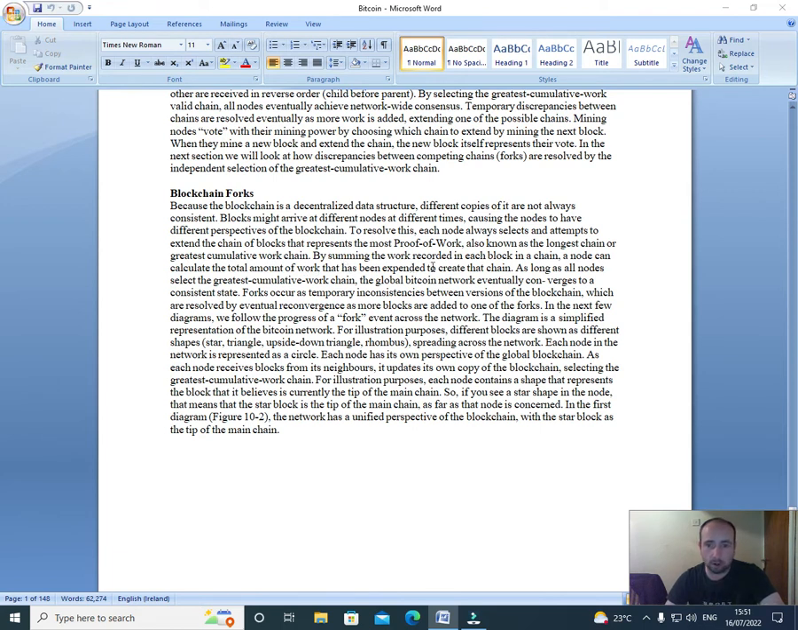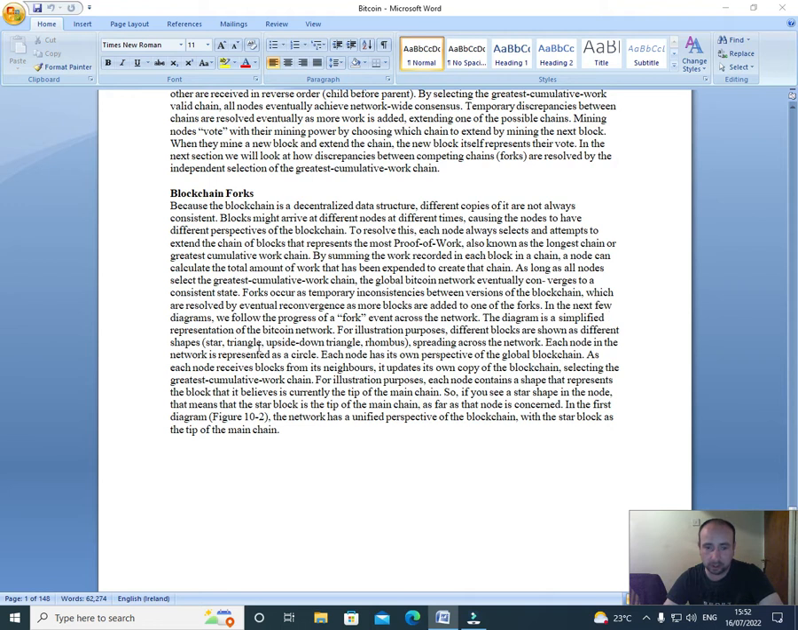By summing the work recorded in each block in a chain, a node can calculate the total amount of work that has been expended to create that chain. As long as all nodes select the greatest cumulative work chain, the global Bitcoin network eventually converges to a consistent state. Forks occur as temporary inconsistencies between versions of the blockchain, which are resolved by eventual reconvergence as more blocks are added to one of the forks.